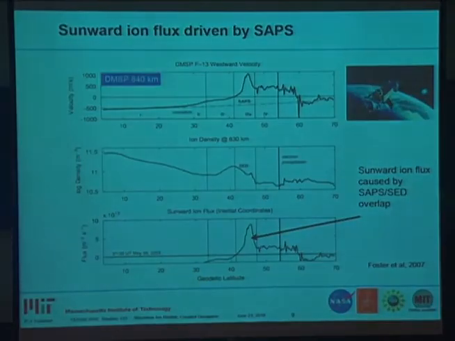You can also see it, for example, in DMSP. I mentioned that before. Here's the westward velocity. Here's the ion density. There's the storm-enhanced density. And where they overlap, we have sunward ion flux, a significant amount of sunward ion flux.